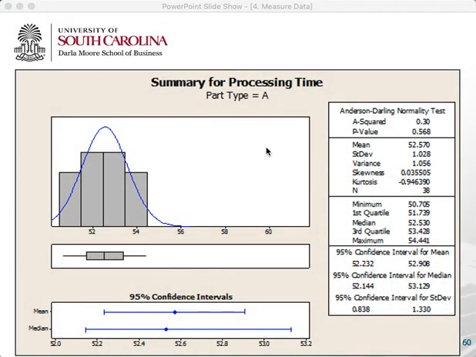Anderson-Darling test higher than 0.05 means that it is normally distributed. If it's less than 0.05, not normally distributed. Okay, so it looks like it's normally distributed. The shape is cool here, just as we expect it to be. We have the confidence interval of the mean here. We have standard deviation, variance, skewness, kurtosis, and all that good stuff.